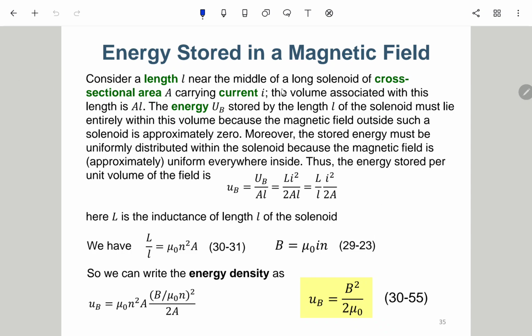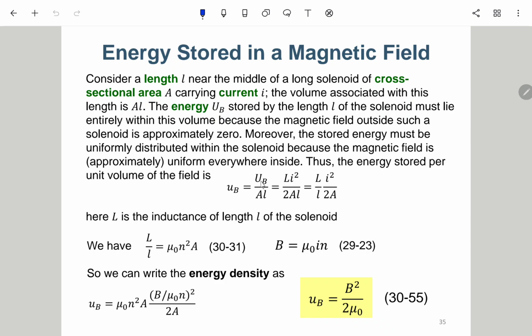So here we suppose we have a long solenoid with a current, so it will generate a B field inside the solenoid. The energy density, small u_B, is the total energy stored in the B field divided by the volume. The volume is A times L, where A is the cross-section area and L is the length of the solenoid. So this is actually a cylinder, A is the area of a circle, and L is the height of the cylinder.